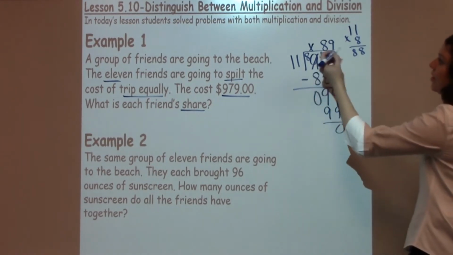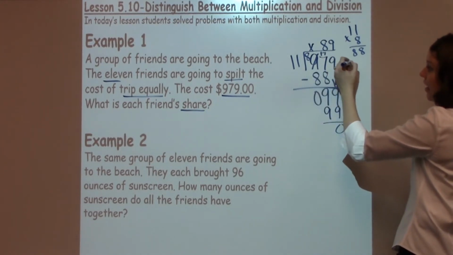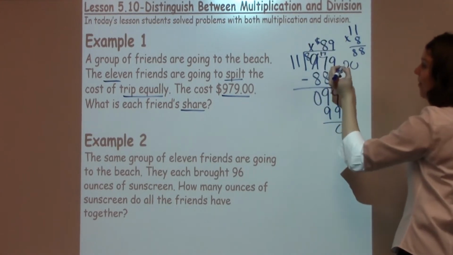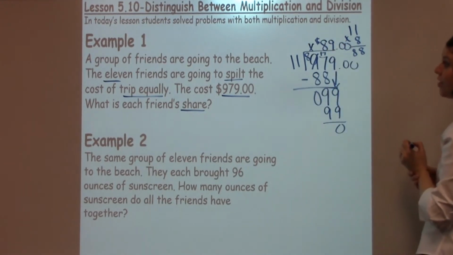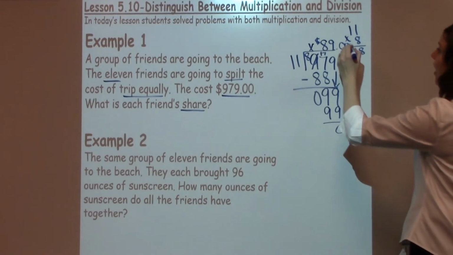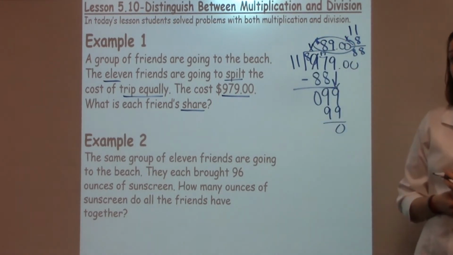Now it's really important, I dropped off the zeros in this case, but students need to remember this is like just saying we have $89. So each friend is going to have an equal share of $89.